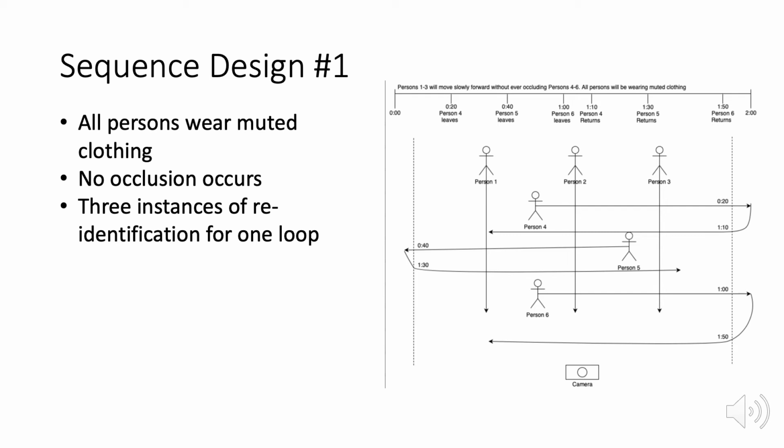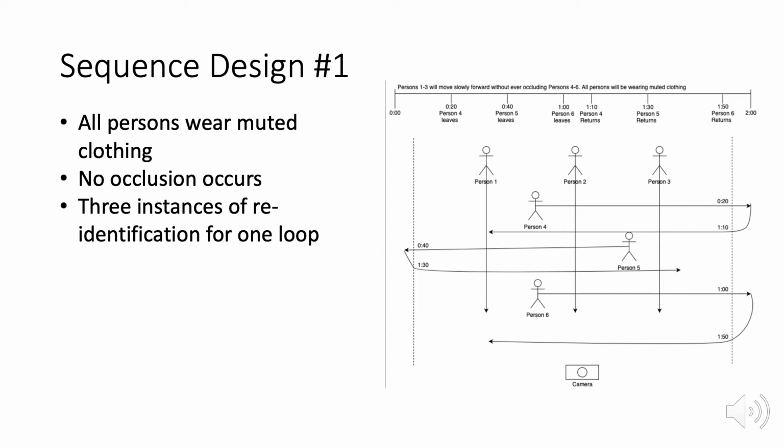Now, moving on to the sequences I designed. Starting with the simplest one, this sequence was designed with the guidelines that all persons have muted clothing, do not include each other, and 3 people must be re-identified. So as you can see, the sequence is diagrammed in a 2-minute loop, which will be repeated 2 times for a total of 4 minutes.